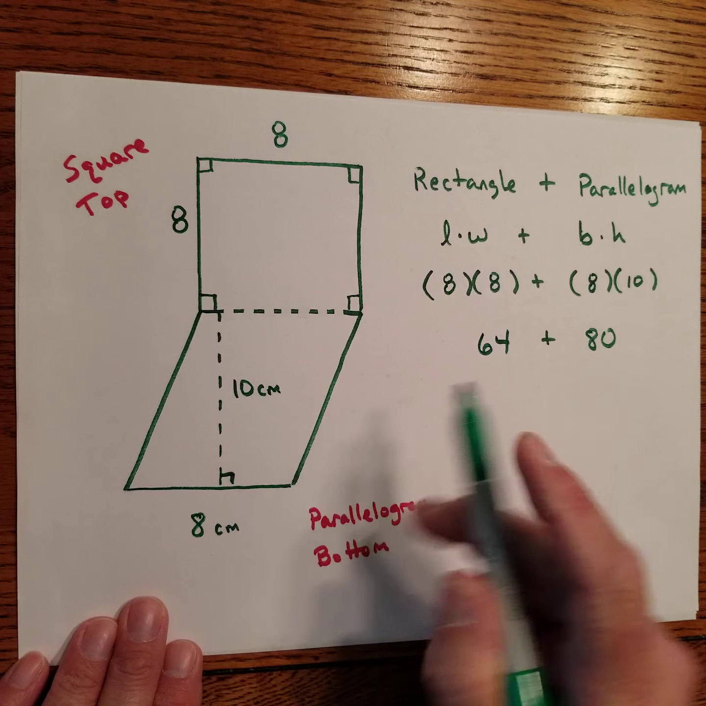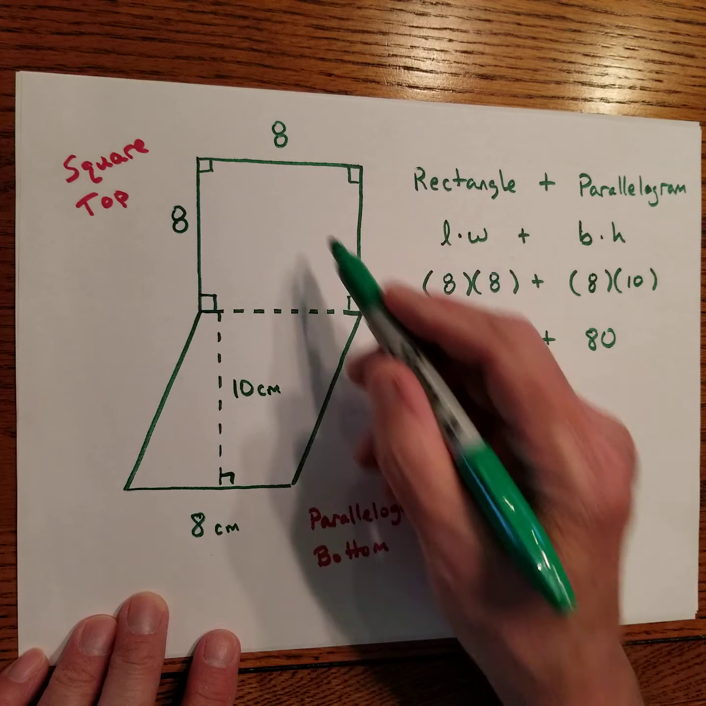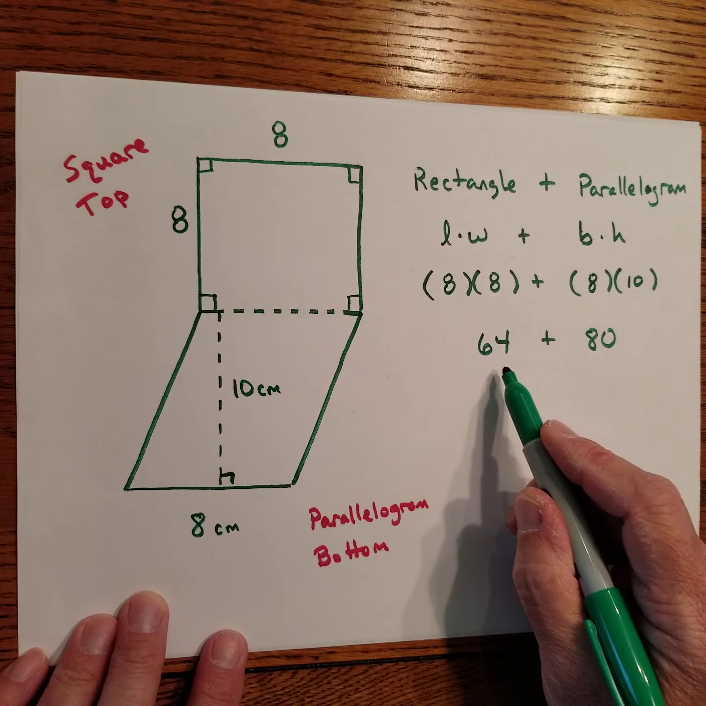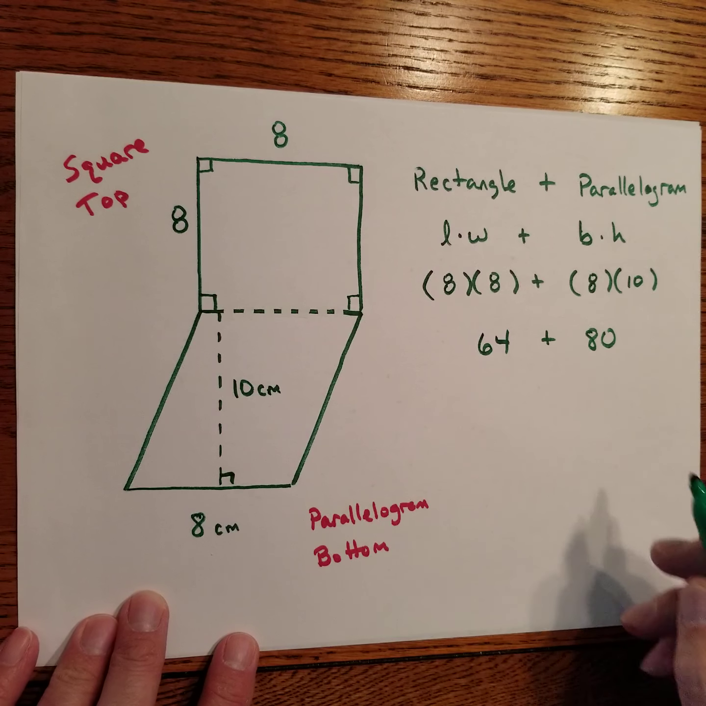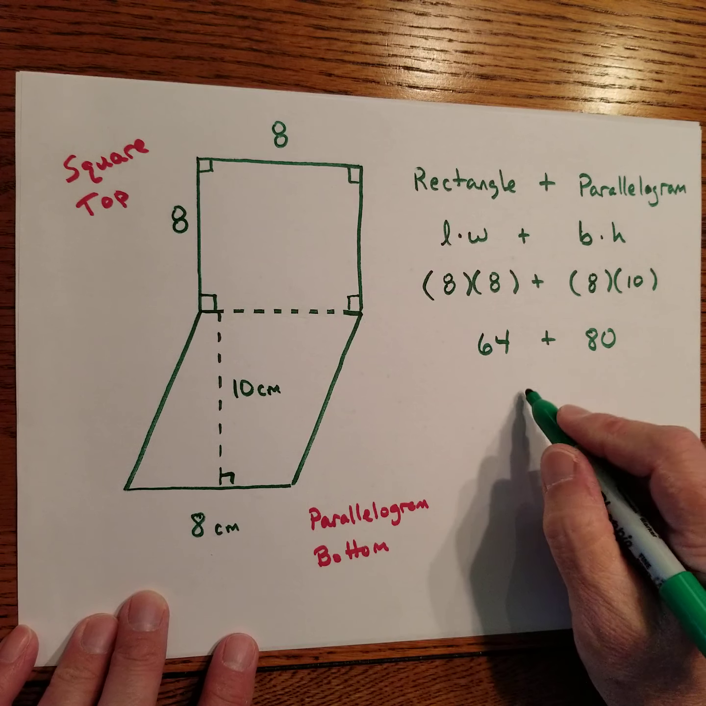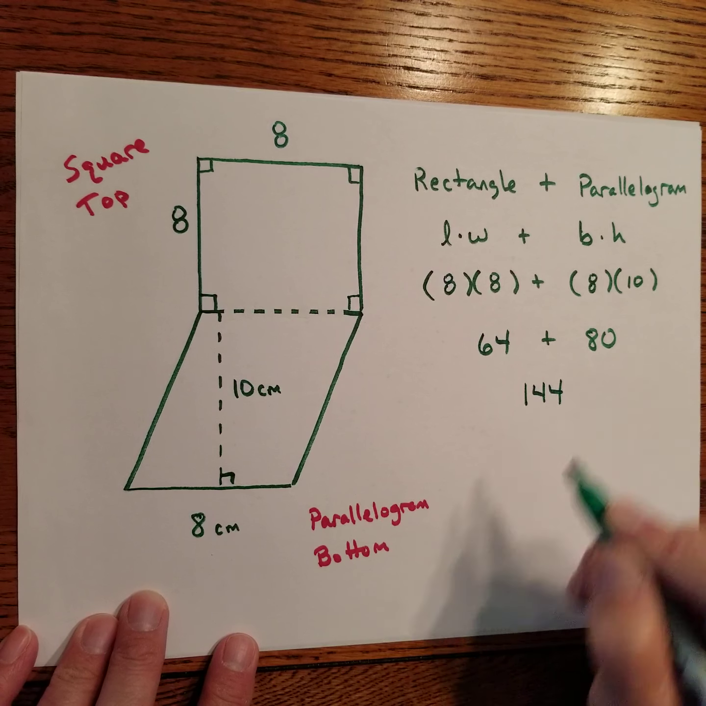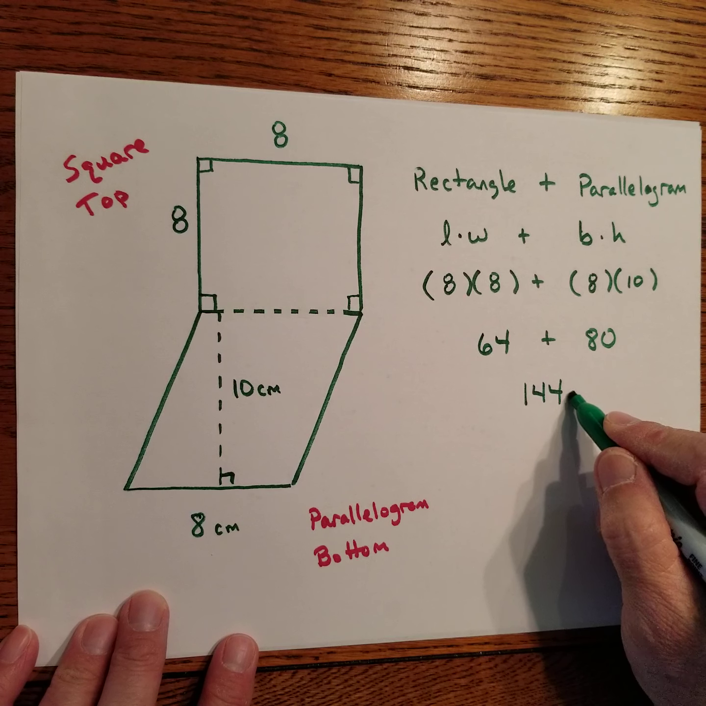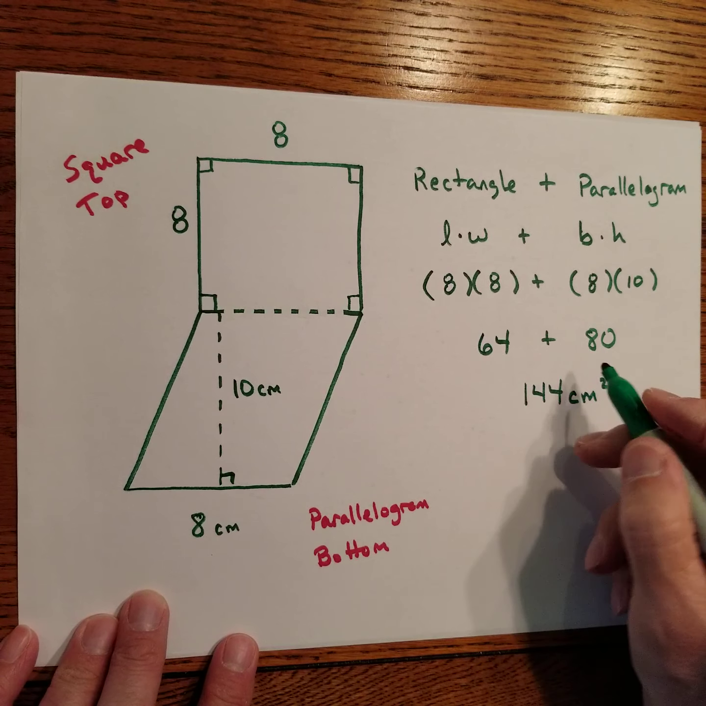The top square has an area of 64. The bottom parallelogram has an area of 80. If I put it all together, I'll add 64 plus 80. 64 plus 80 is 144. This problem was in centimeters. That's 144 square centimeters.